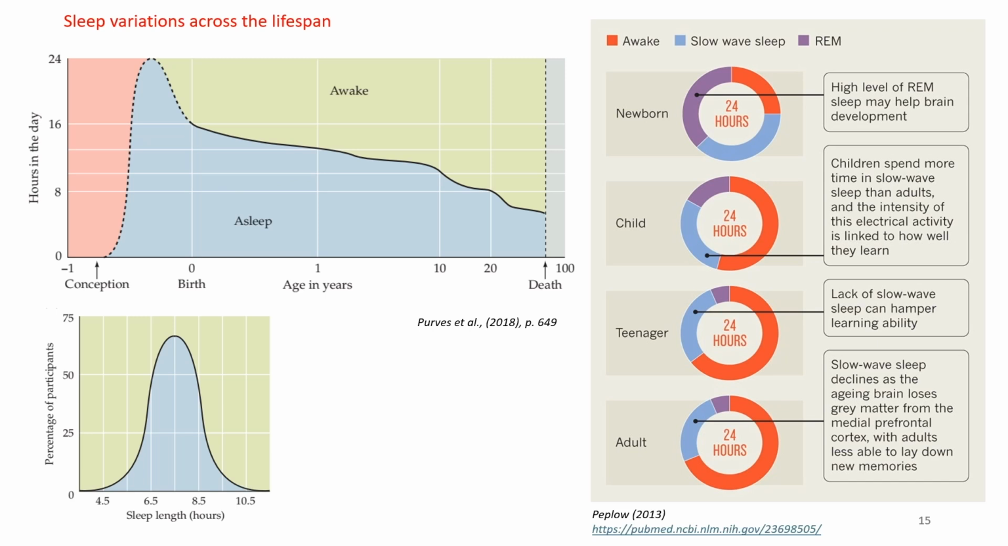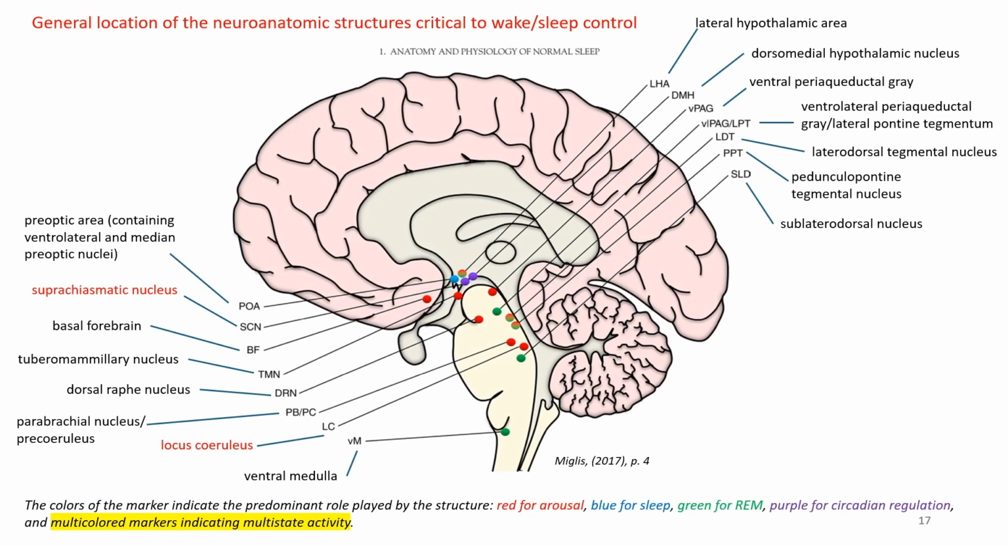Interestingly, sleep stages and sleep-wake cycles also vary. So if we look at the graph on the right side, we see, for example, that REM sleep is most predominant in newborns. And this has been hypothesized to help brain development.